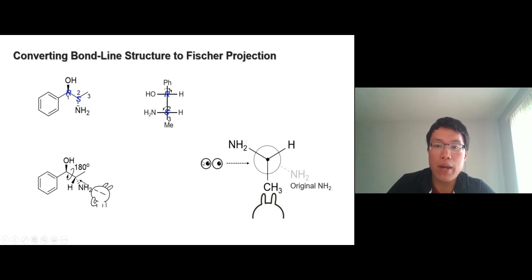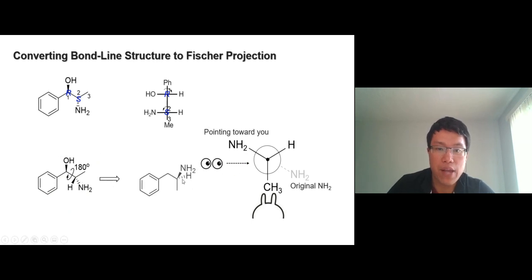What are we gonna get? Look at the bond line structure. We look at the molecule from the side. Look right here, this is on the side, right? The nitrogen is gonna be pointing toward you. That's nitrogen. You flip 180 degrees, you should get nitrogen pointed to the top like that. And OH stays the same, okay?